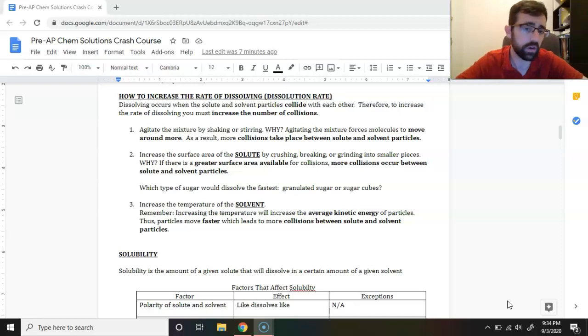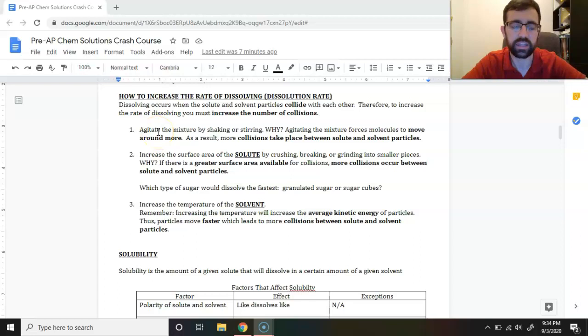So dissolving occurs when the solute and solvent particles, or molecules, collide with each other. So if you want to increase the rate of dissolving, if you want to make it happen faster, what you have to do is increase the number of collisions. There's three ways we can do that. We can agitate the mixture by stirring or shaking. We can increase the surface area by crushing, or we can increase the temperature. We're going to talk about each of those.